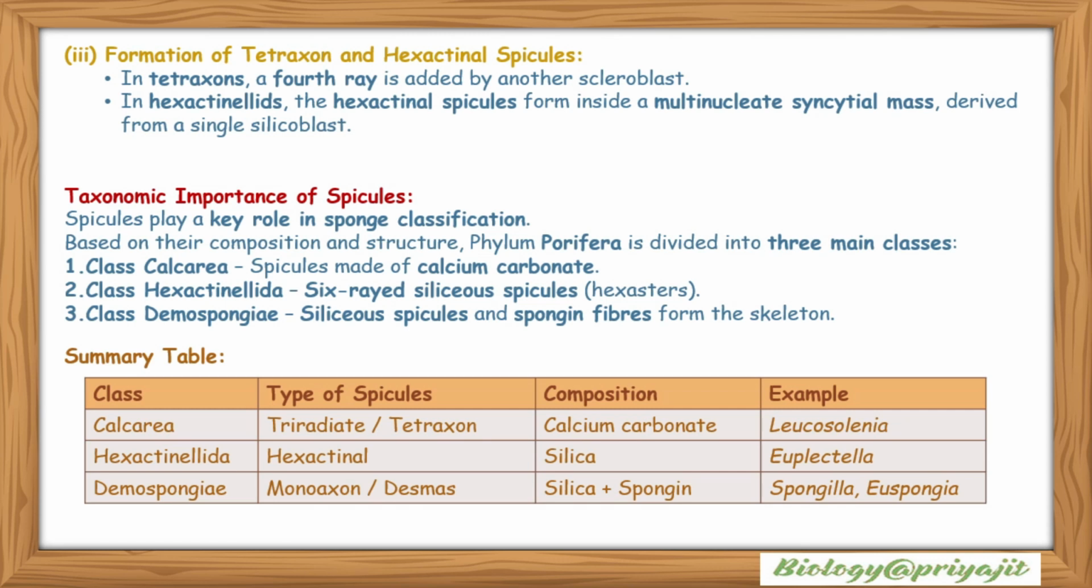Summary table. Calcarea have triradiate or tetraxon spicules made up of calcium carbonate, such as Leucosolenia. Hexactinellida have hexactinal spicules which are made up of silica, for example Euplectella. And Demospongiae have monaxon or desma type of spicules made up of silica and spongin. Examples include Spongilla and Euspongia.